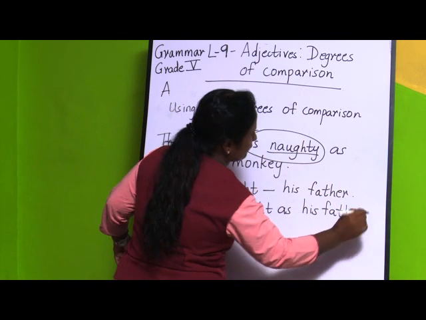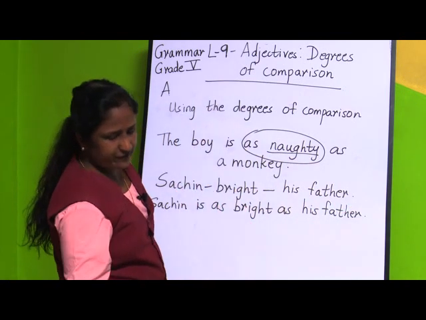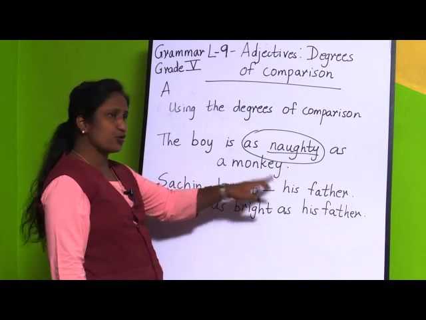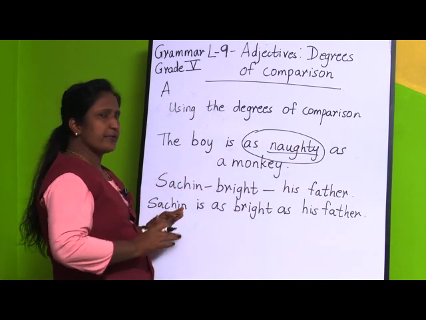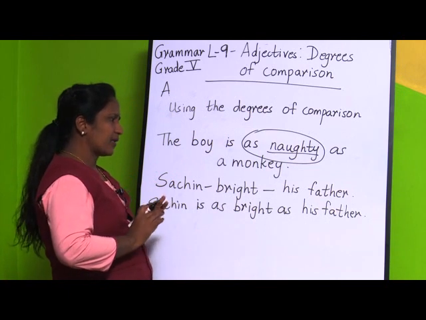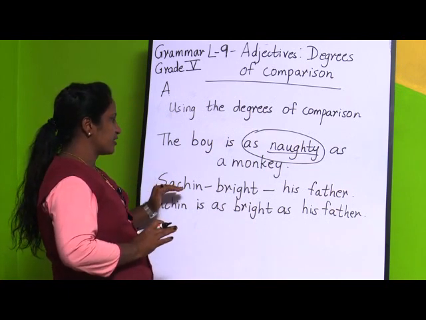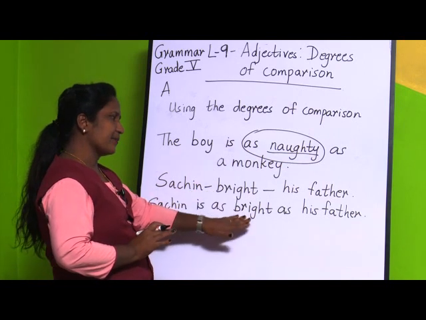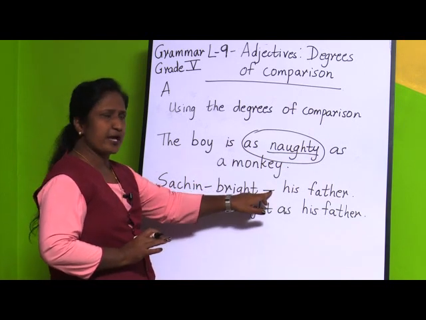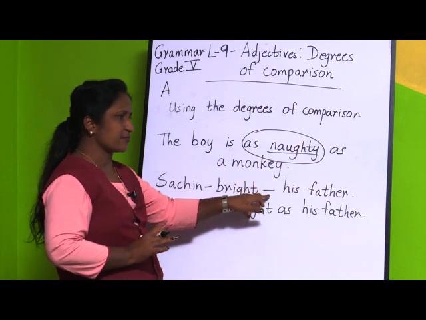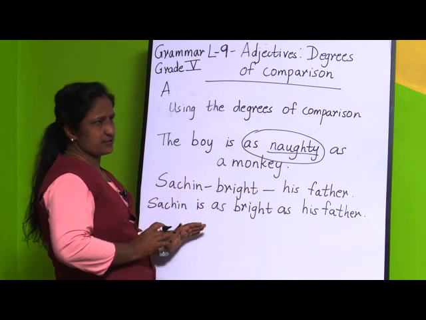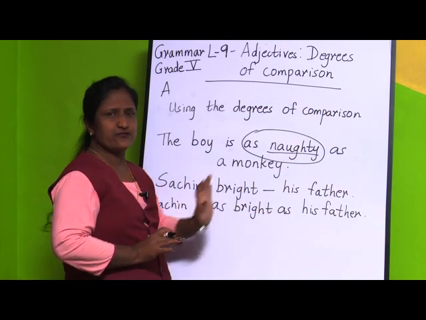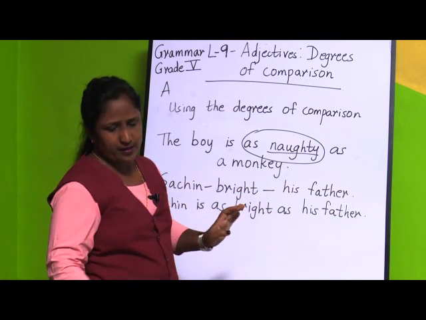Only the thing is, what have we done here? If you see these two dashes, in these two dashes you are going to add as, and you will get the answer in a very simple way. You are not going to change anything over here. The adjective will be as it is, bright. Only if you see these two gaps, you fill up these two gaps with as, then you will get the answer. And here it is, Sachin is as bright as his father. I hope, children, you have understood.